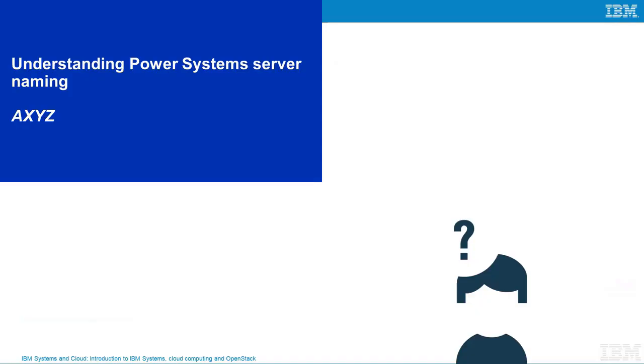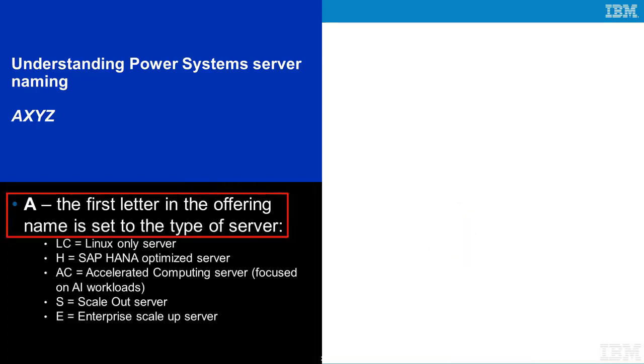Let's talk a bit about naming of those Power servers that I just introduced. As for the naming, there are some changes from Power 8 to the newer Power 9 systems. Here's how to understand a server product name. First, the first element is a letter that represents the type of server.